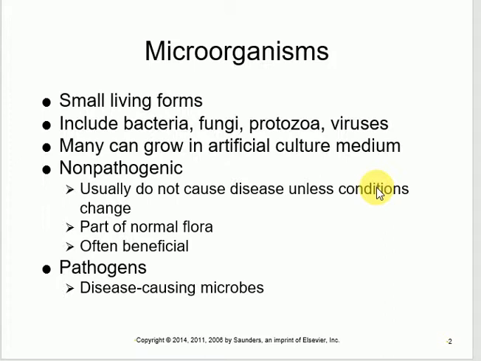Some of these will be non-pathogenic, and some will be pathogenic. Pathogenic. Patho means disease. Genic means begin, generation, generating. So pathogenic means they can generate disease. Okay, disease-causing microbes. Non-pathogenic means they do not generate disease.